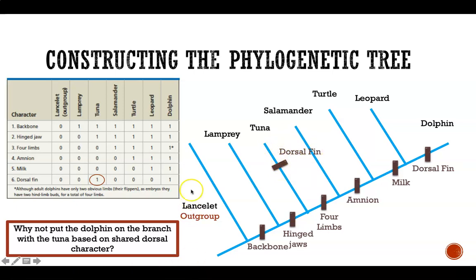But the reason that we don't is that the leopard and the dolphin share more characteristics than the dolphin and the tuna. And if you think about it, dolphins and leopards are mammals, so there are many, many more characteristics that they have in common than just these characteristics on the chart. And if you think about the differences between a mammal and a fish, there are many more differences than there are similarities. So even though there's one additional trait, this dorsal fin, that sort of unifies the dolphin and the tuna, those are actually very different structures in those organisms.